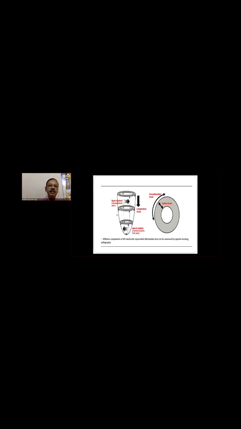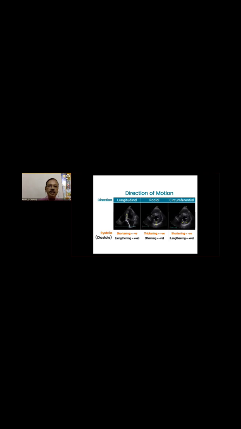There are four principal types of strain and deformation. One is longitudinal, radial, circumferential, and of course the rotational and torsional strain. Mainly the basal part has clockwise rotation and the apical part has counterclockwise rotation. This is the longitudinal shortening, this is the radial thickening, and this is the circumferential shortening. In the longitudinal, you can see there is a shortening, so it will come as a negative strain in systole. In the radial, there is a thickening, so there will be positive strain. And in circumferential, there will again be a shortening, so this will come as a negative strain.